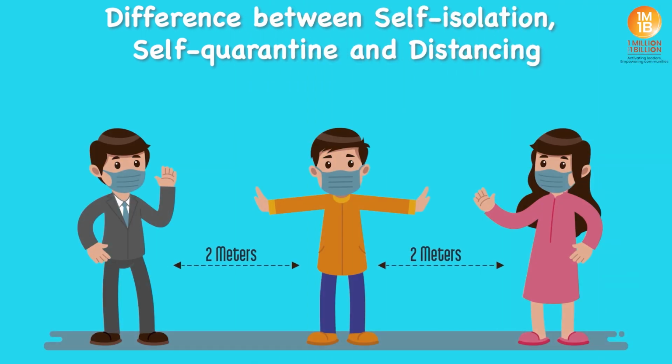Physical distancing. Physical distancing means being physically apart. The World Health Organization recommends keeping at least 2 meters distance from others. This is a general measure that everyone should take even if they are well with no known exposure to COVID-19. Physical distancing is very important at ATMs, banks, grocery stores, and even workplaces.